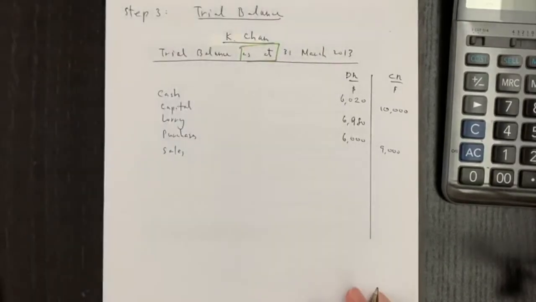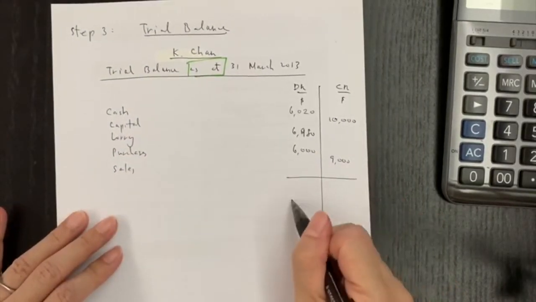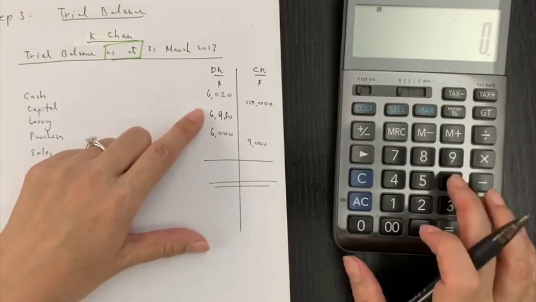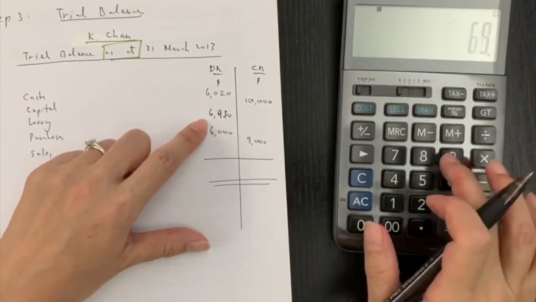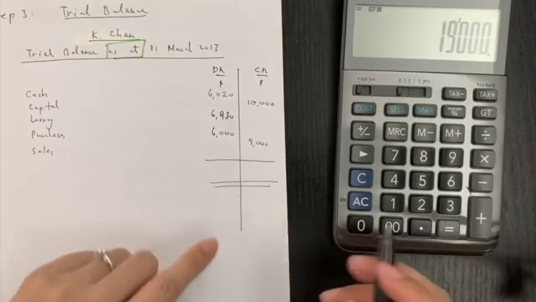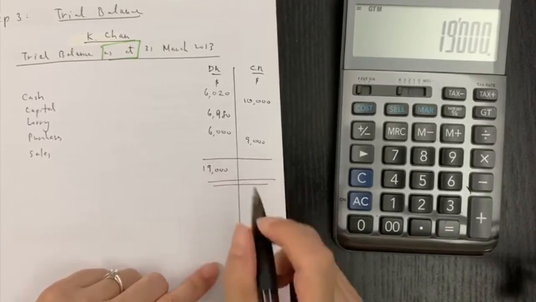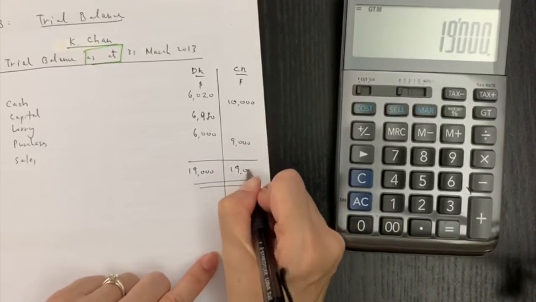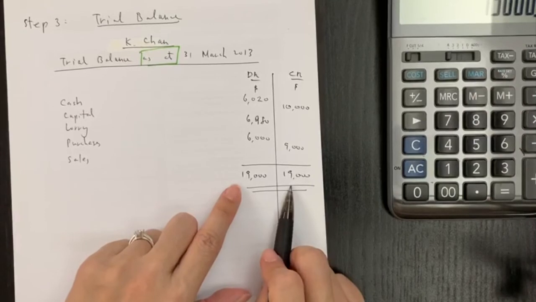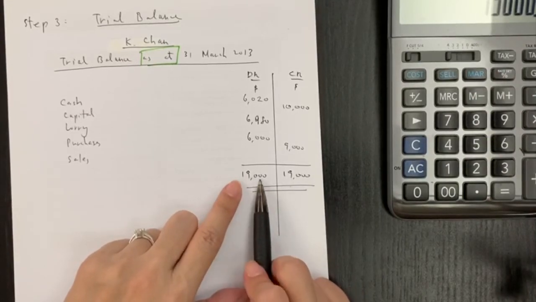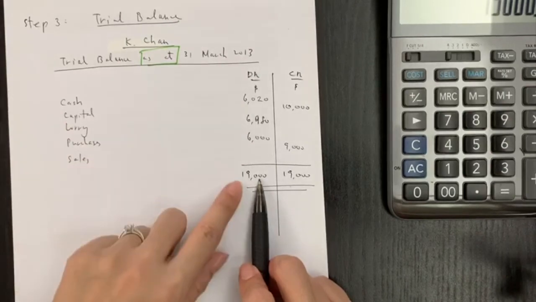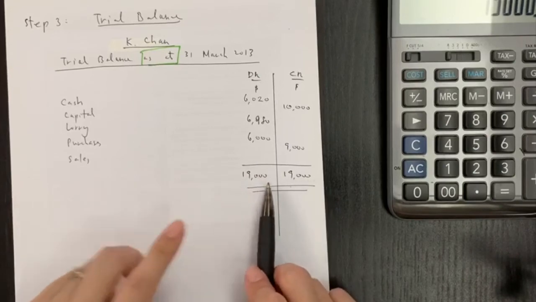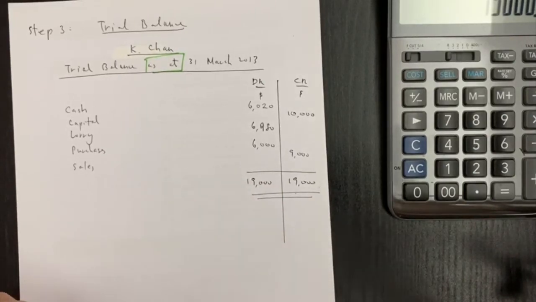Okay, and that's all. Now I'm going to close it and see whether I get the same total on debit side and credit side. 6,020 plus 6,980 plus 6,000. Okay, so I have 19,000 on debit side, and then this is 10,000 plus 9,000. Oh, this is so good because I can get the same amount. All right, the total on debit side and also the same amount on credit side. That means so far I don't make any mistake. I don't have any careless mistake.